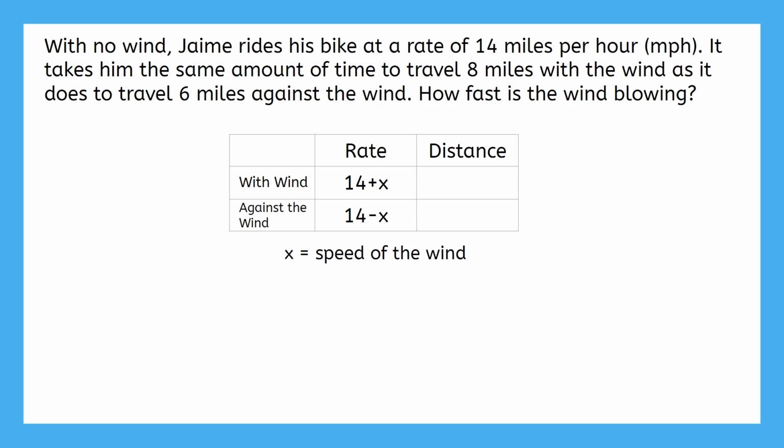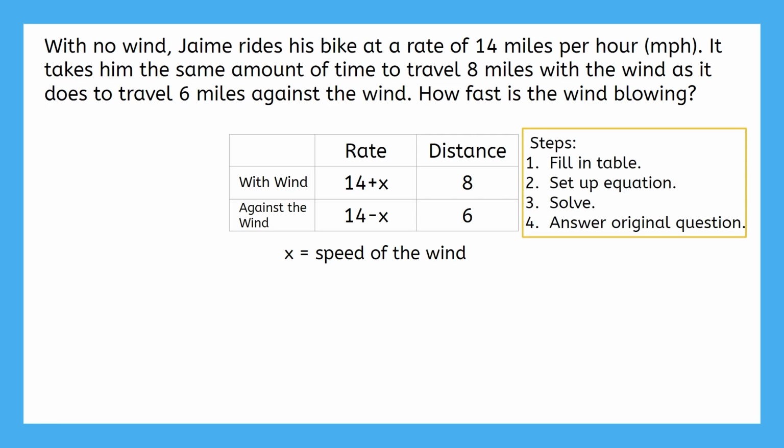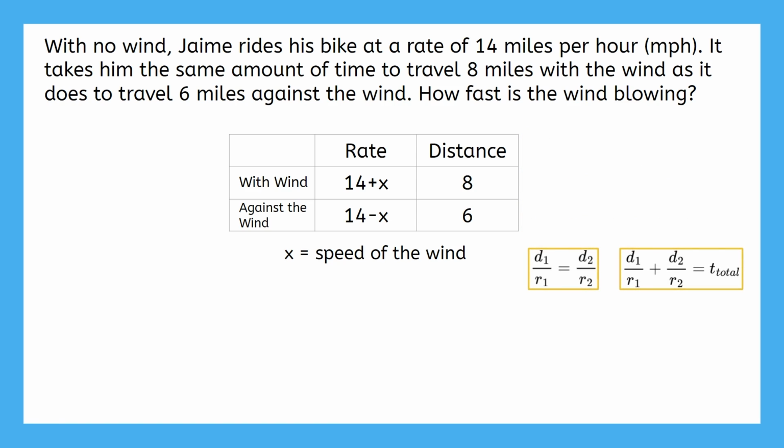Then we fill in the distance column. The distance he traveled with the wind is 8 miles, and the distance he traveled against the wind is 6 miles. Let's move on to step number 2, setting up an equation. We only have 2 options for equations in this lesson. We'd use the first equation if the times for each event equaled each other. And we'd use the second equation if the times for each event add to equal a total time.